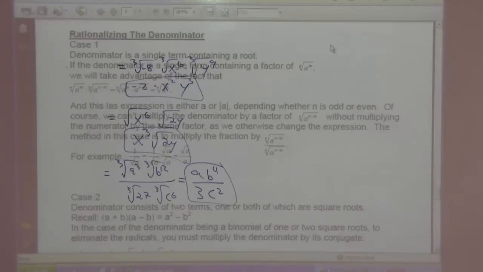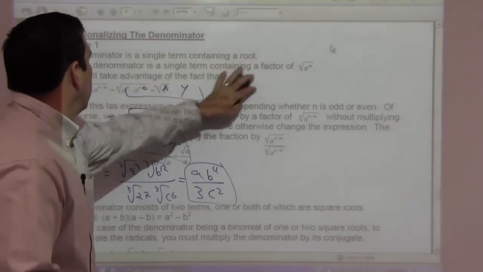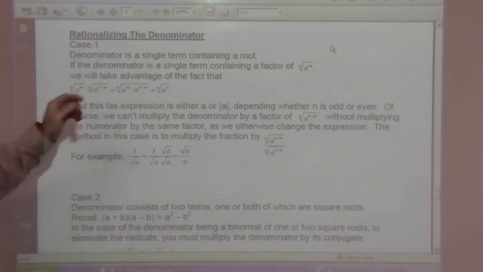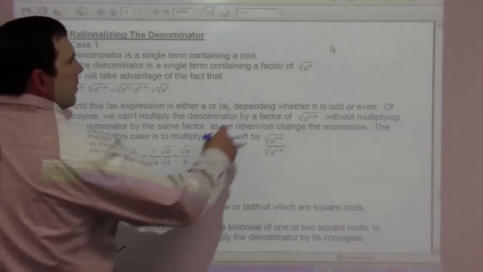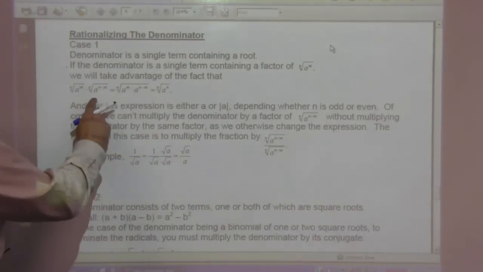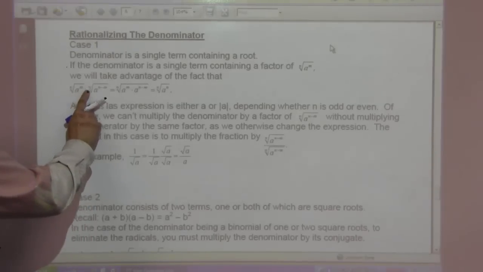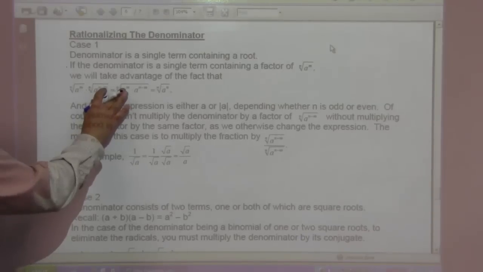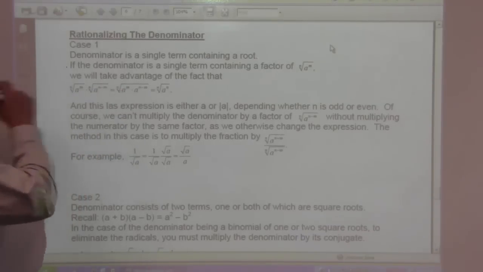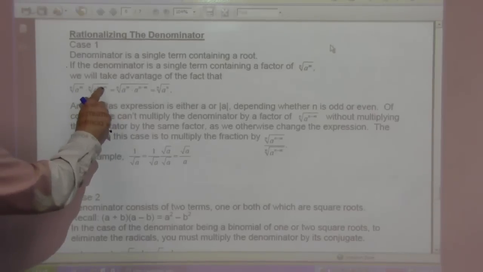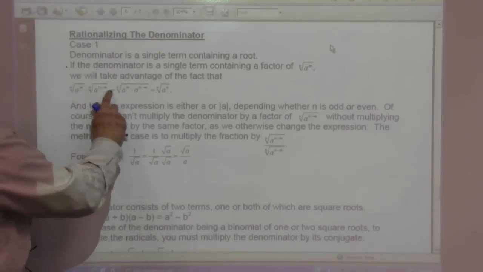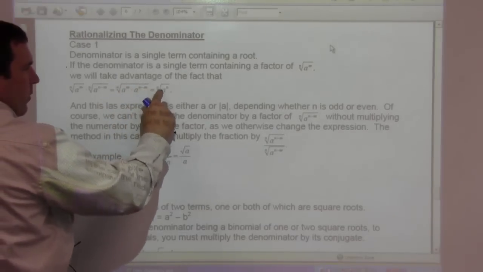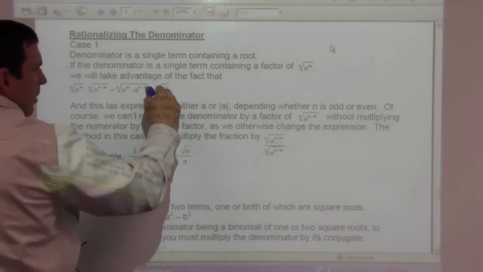Rationalizing the denominator. Case 1, your denominator is a single term containing the root. If the denominator is a single term containing the factor of the nth root of a to the m, we will take advantage of the fact that the nth root of a to the m times the nth root, so the same index, of a to the n minus m, you subtract those. You're trying to find a number big enough so that m plus the other exponent is n. That's the nth root of a to the m times a to the n minus m. That gives you the nth root of a to the n. So now that would become a.